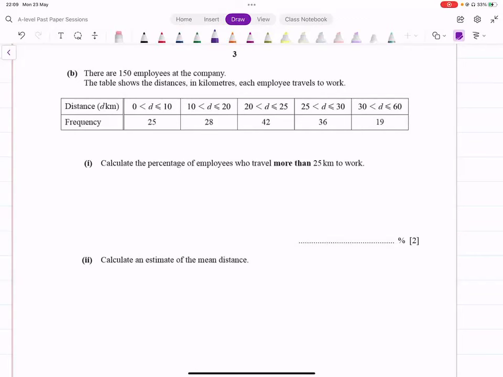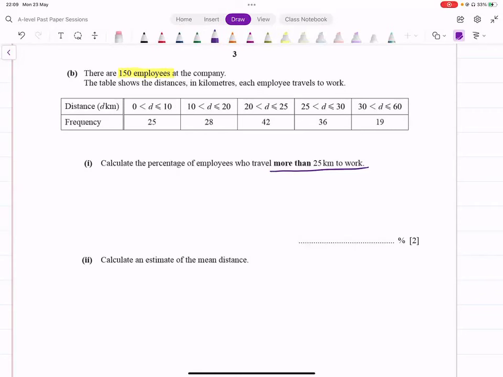The table shows the distances in kilometers each employee travels to work. आपको table में information दी हुई है 0 से 10 kilometers travel करते हैं 25 employees, and similarly we've got the rest of the table here. There are 150 employees in total, so keep that in mind. It says calculate the percentage of employees who travel more than 25 kilometers to work. 25 kilometers से ज़्यादा जो travel करते हैं to work, आपने वो percentage find करनी है.